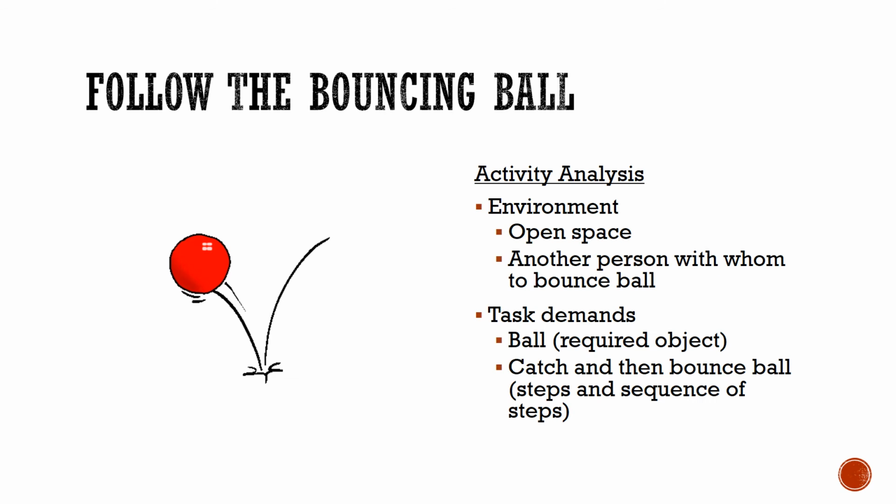Let's use the activity of bouncing a large ball back and forth between two people to understand the different types of analysis. An activity analysis, or thinking abstractly about what the task requires, might look something like this. Once I've done an activity analysis, I have a basis for considering the activity of bouncing a ball for possible use in intervention, and I have options for modification of the task if needed. We'll circle back to this in a minute.